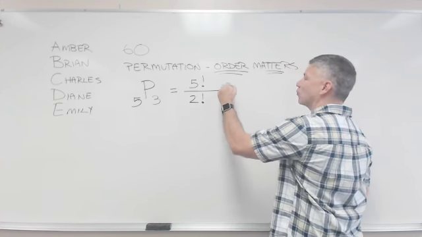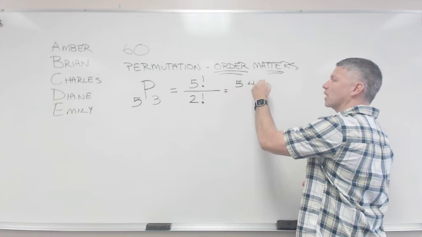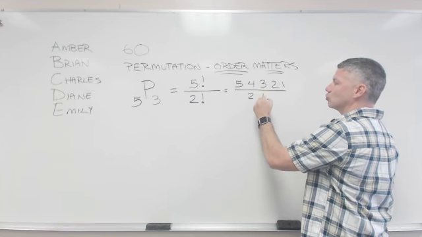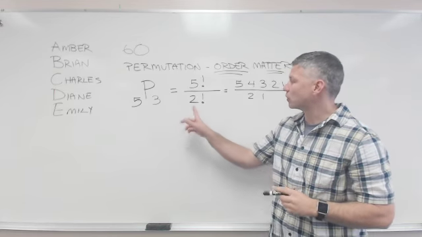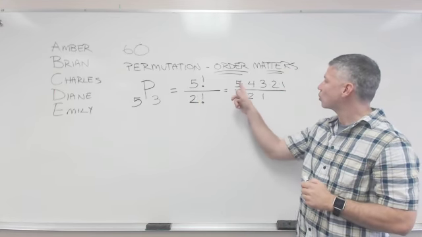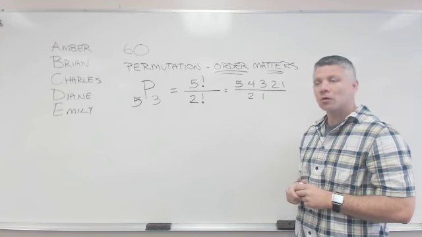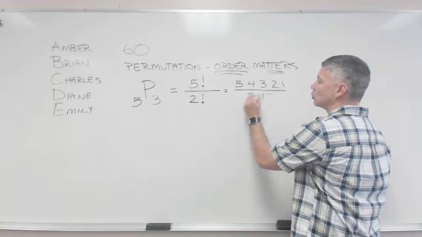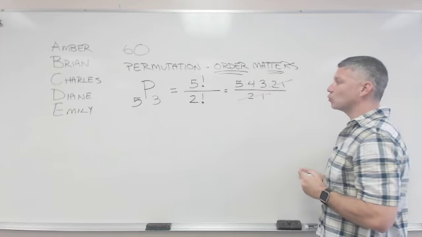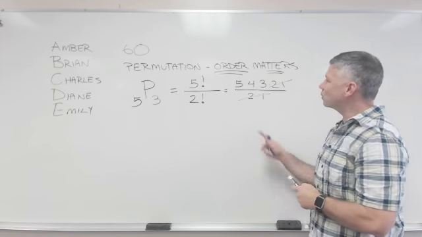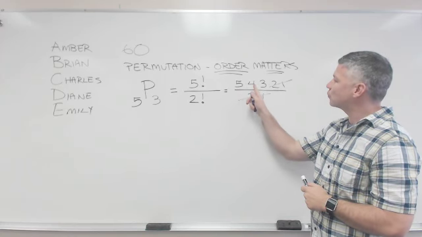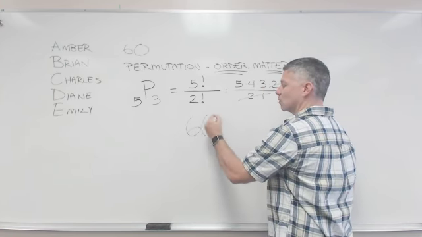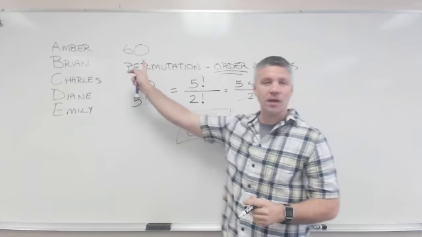We can write it out if we want to. 5 factorial is 5, 4, 3, 2, 1. 2 factorial is 2 times 1. Again, factorial means multiply from that number all the way down to 1. Looking at this fraction, we should see that my 2 and 1 cancel with my 2 and 1. And that makes this problem a little easier. It makes it 5 times 4 times 3. And what is that answer? 60.